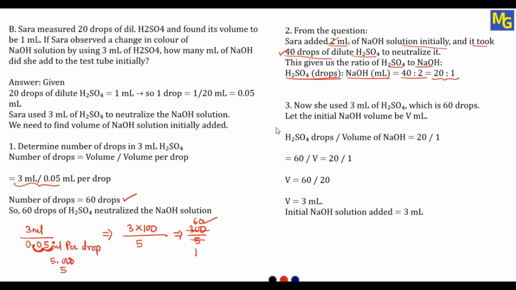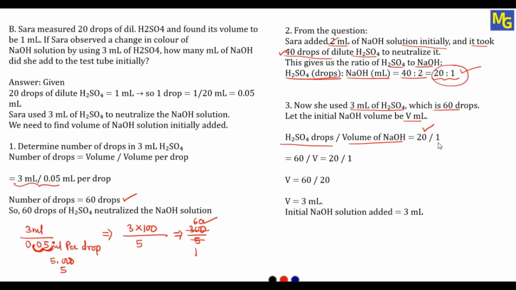Now the third step. She used 3 ml of H2SO4, which is 60 drops. Let the initial volume of NaOH be V ml, because we don't know the volume. We have to find out this V. So again use the ratio H2SO4 drops divided by volume of NaOH. What is the H2SO4 drop? 20 from the earlier. You can take 40 also, but we have used 20.